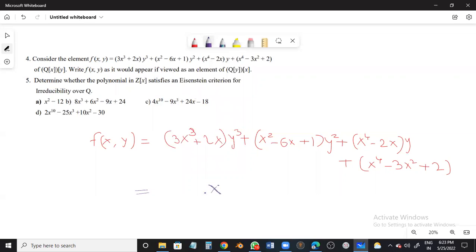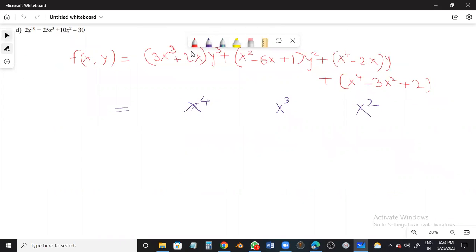Here it will be x raised to 4. Then you will have the term in x cube. Then you will have the term in x square. Then in terms of x. And then the constant. Now you collect all the coefficients of x raised to 4 in terms of y.